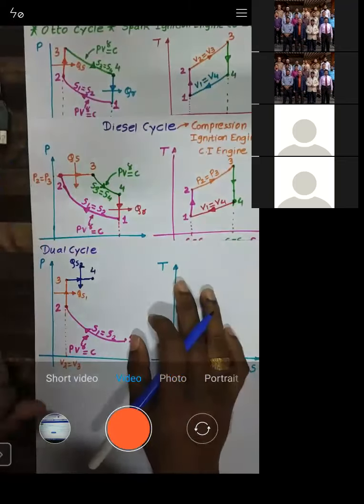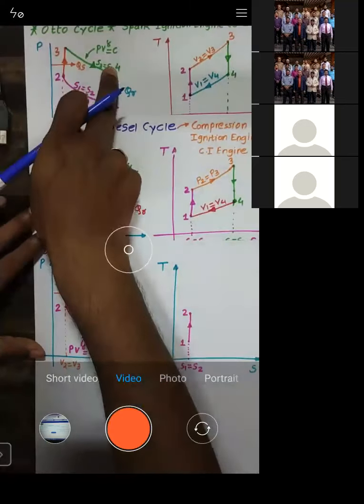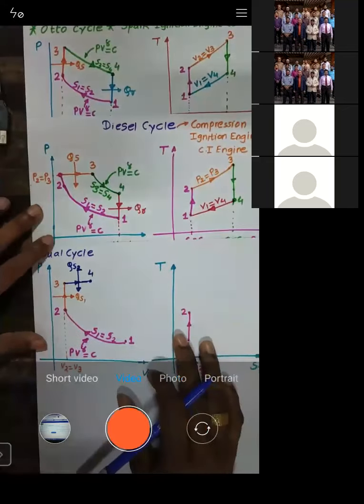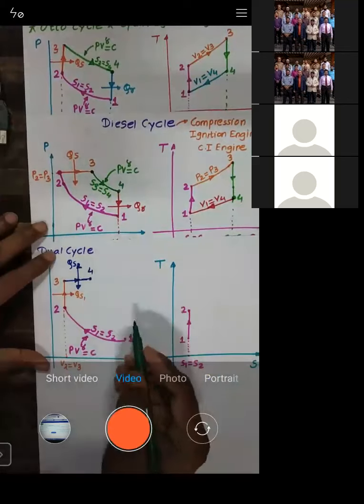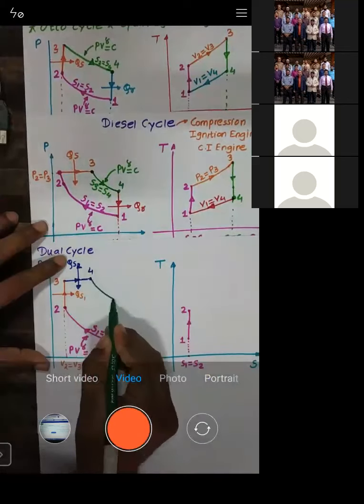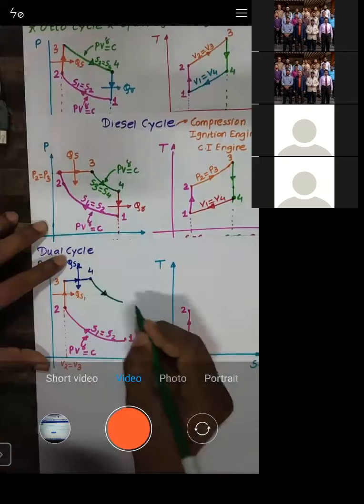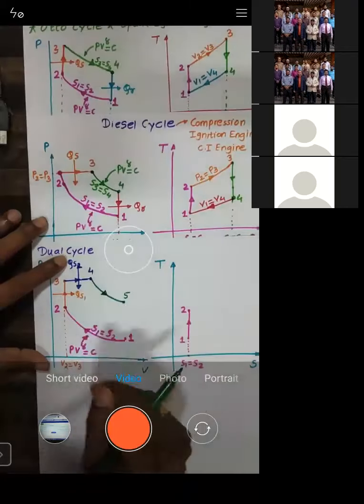Now what about the rest of the process? The rest of the process will remain the same. The isentropic expansion and constant volume heat rejection will remain the same. So let us plot those processes also. Now I will expand from point number 4 to point number 5.